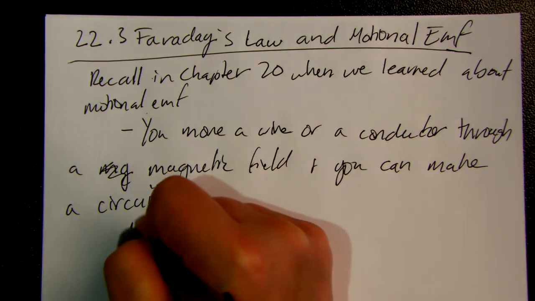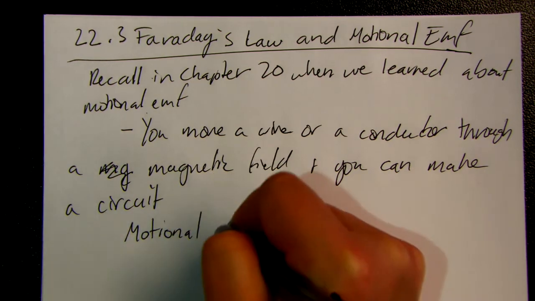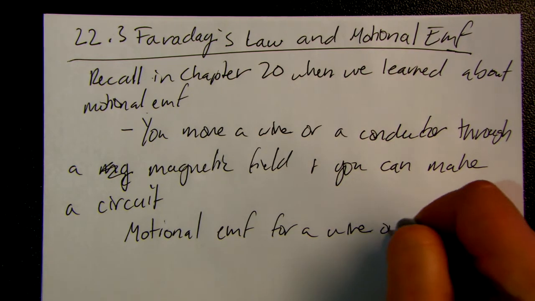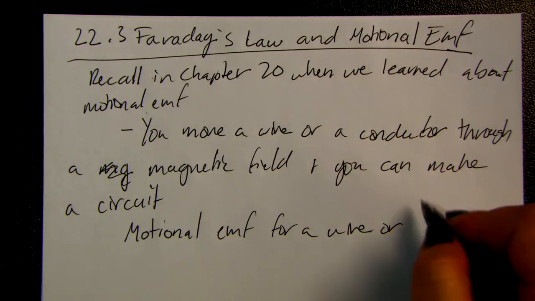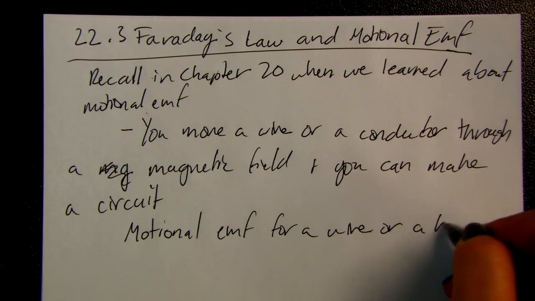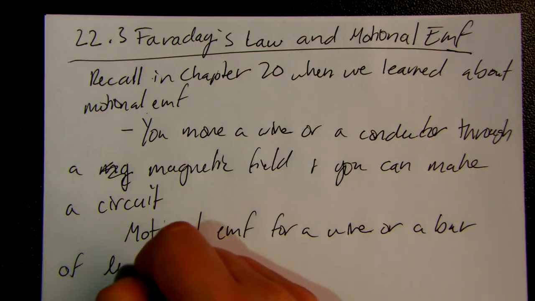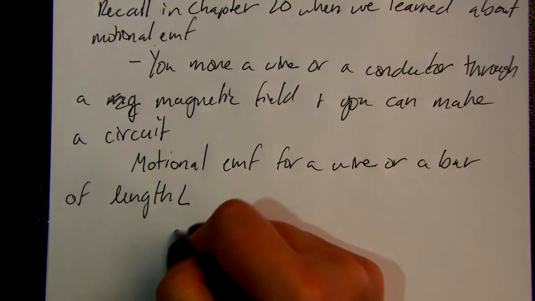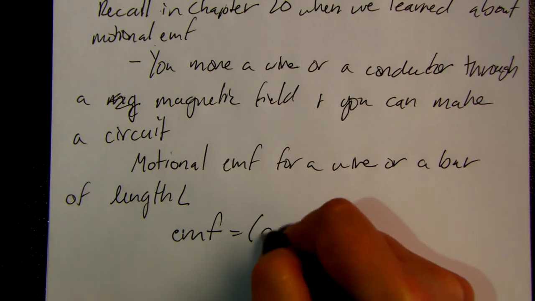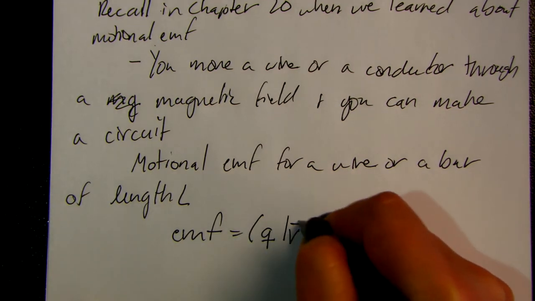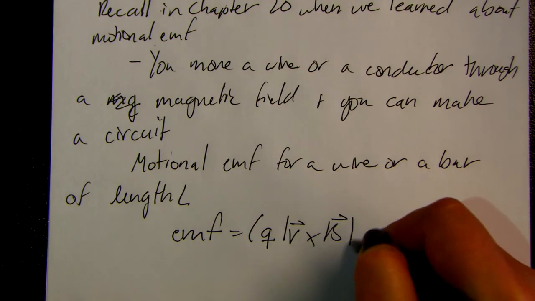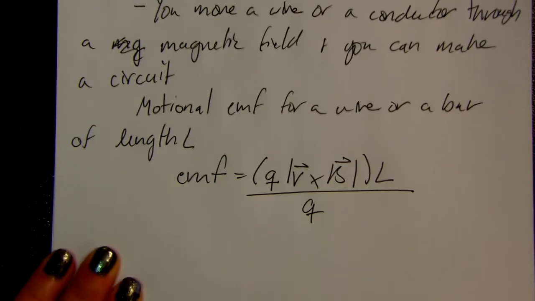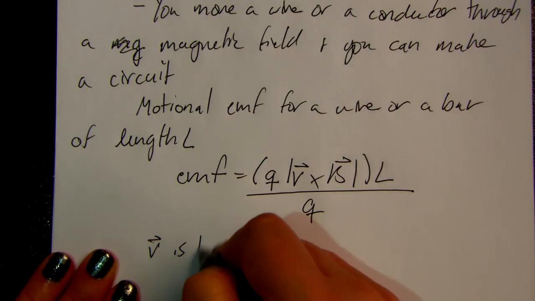And equationally, motional EMF for a wire or a bar of length capital L, we can write it as EMF is equal to Q V cross B L over Q, where V is the velocity of the bar.